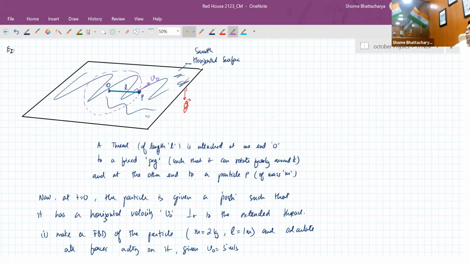It will force the particle to move in such a path that its distance with respect to O remains constant. That means the thread will apply the necessary force to keep the particle in a circular path. If its distance from a fixed point O is constant as it moves, that means it's in a circular path.